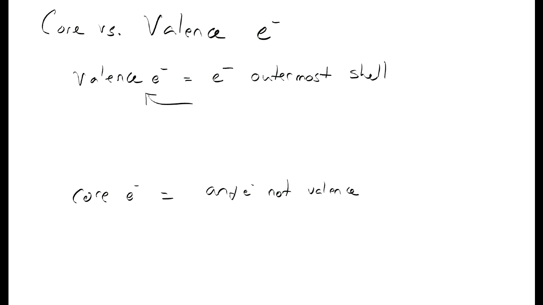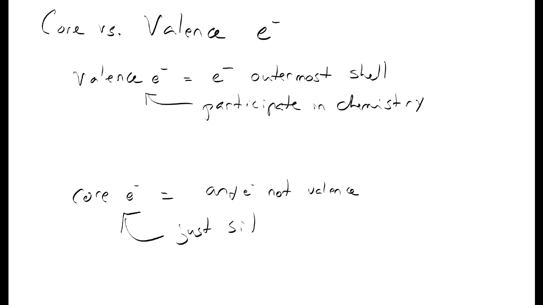The thing is, valence electrons participate in chemistry. So they are really what define the properties of our elements. Core electrons just sit there. They don't participate. They don't do anything. They're not involved in chemical reactions, properties or behaviors or any of it. So this is why we make this distinction. Valence electrons give us a heck of a lot of information. Core electrons, not so much. So, some more examples.